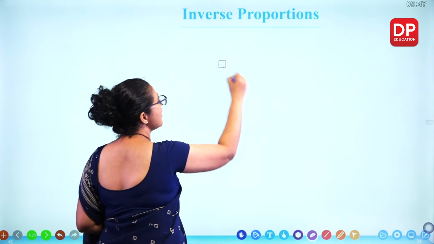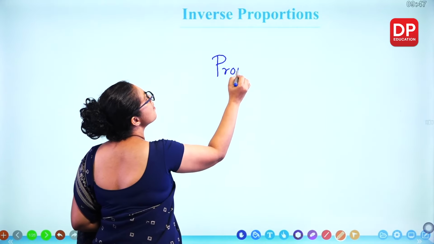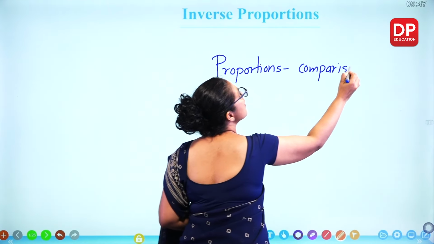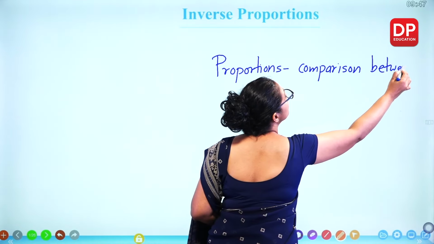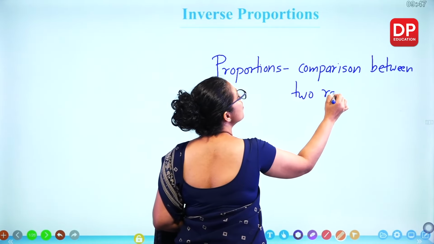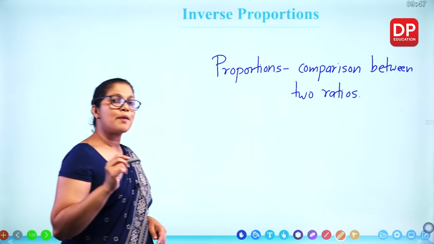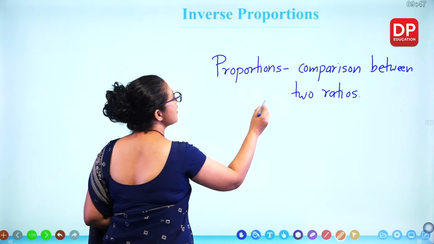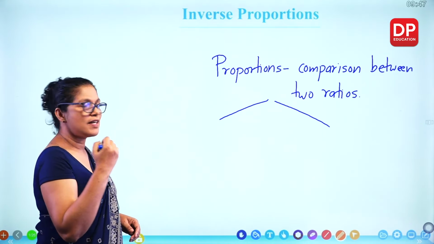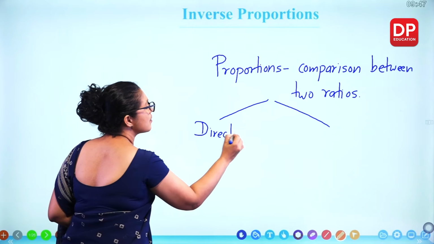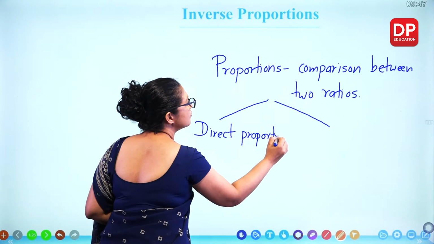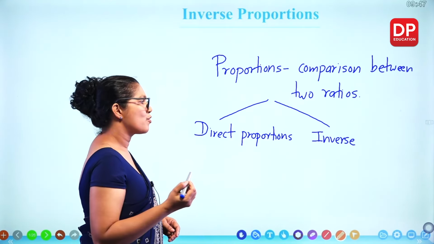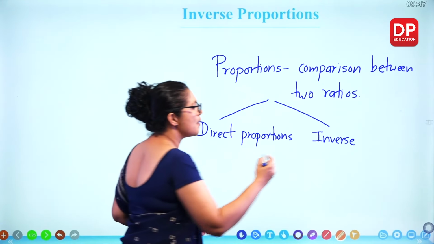So here I can write down, proportions are comparison between two ratios. When we take proportions, we can see two types of proportions. One is direct proportions and the second one is the inverse proportion. In certain books we call indirect proportion, but in your textbook it's called inverse proportions.